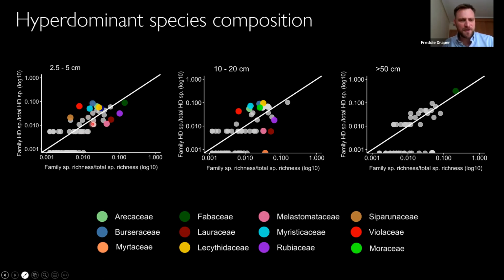And these include things that people that have worked with botanical data in Amazonian forests would recognize. We see lots of Burseraceae, so lots of Protium, which are very dominant. Ericaceae, palms, are also there. Violaceae, also really well represented, or have more hyperdominant species than we'd expect by chance.